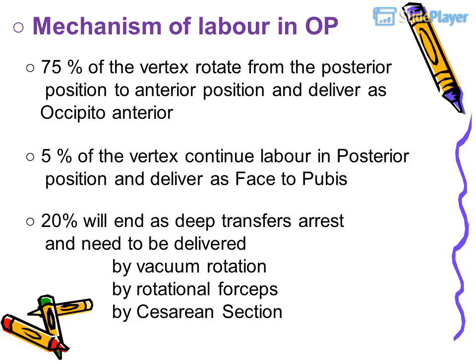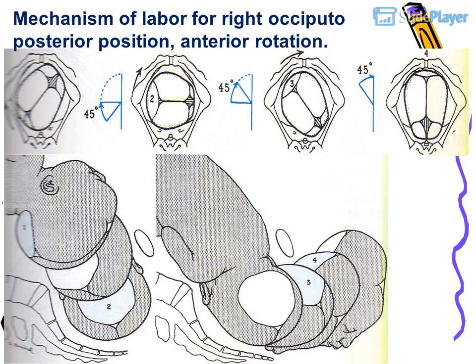Mechanism of labor in OP. 75% of the vertex rotate from the posterior position to the anterior position and deliver as occipito-anterior. 5% of the vertex continue labor in the posterior position and deliver as face to pubis. 20% will end as deep transverse arrest and need to be delivered by vacuum rotation, by rotational forceps, or by cesarean section. Mechanism of labor for right occipito-posterior position, anterior rotation.